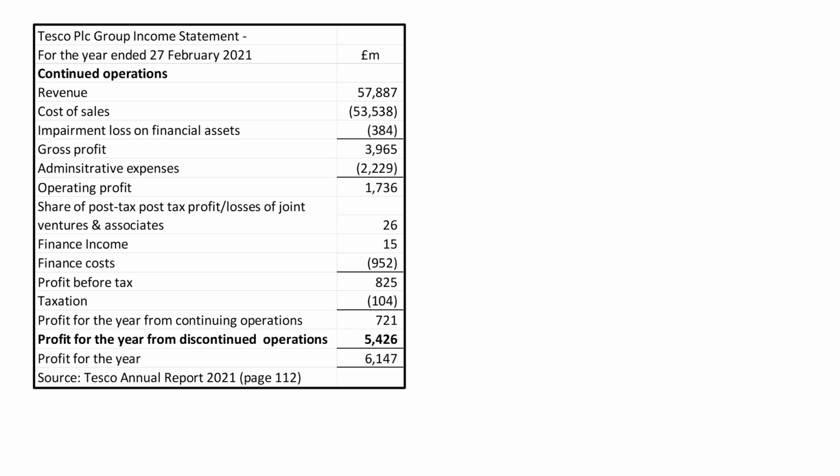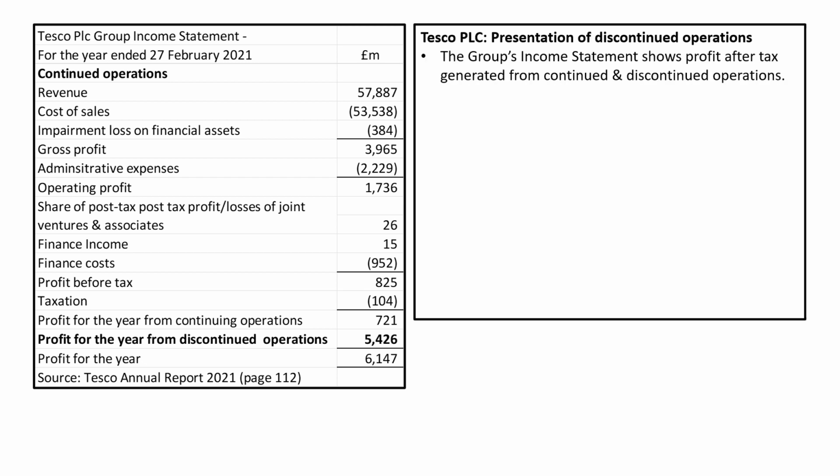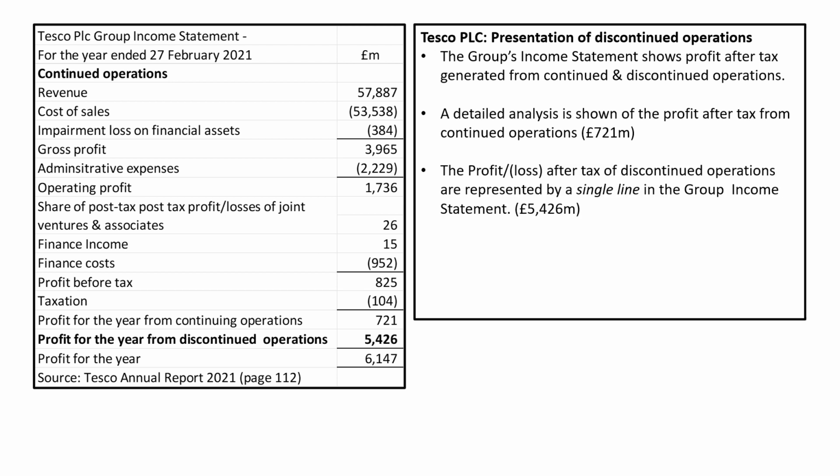Shown here is the group income statement for Tesco plc. The group income statement shows the profit after tax generated from both continued and discontinued operations. A detailed analysis is shown of the profit after tax from continued operation, which was £721 million. The profit and loss after tax of discontinued operations are represented by a single line in the group income statement, and that is 5,426 million.